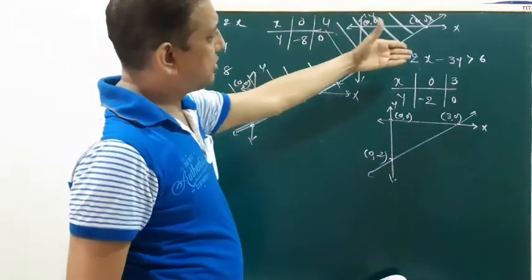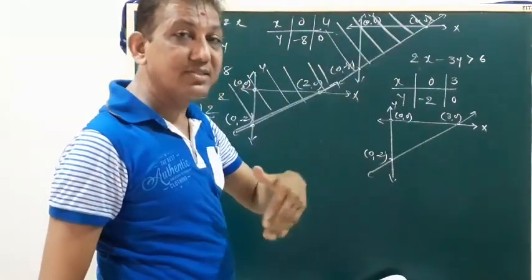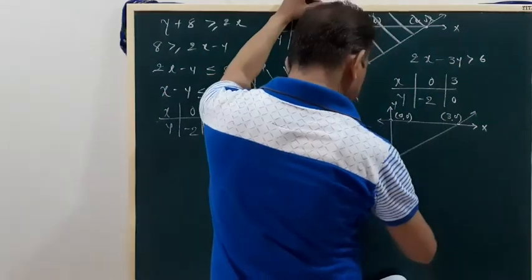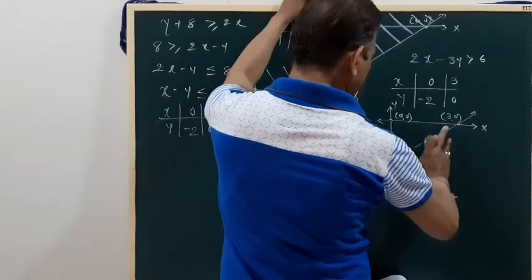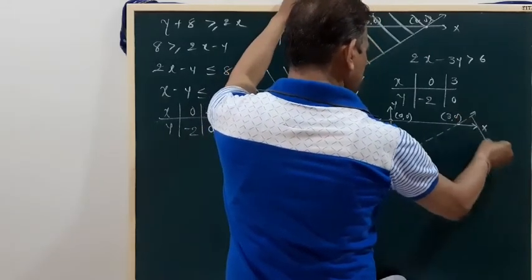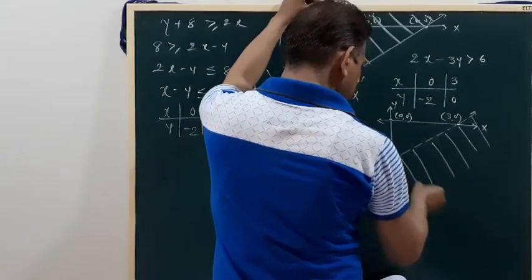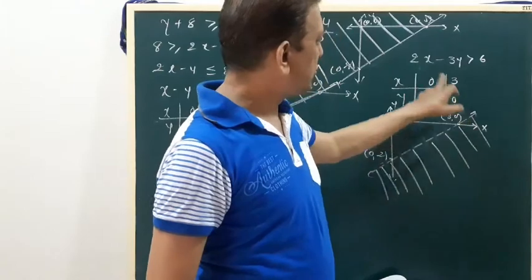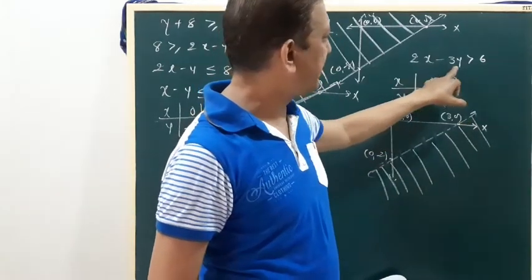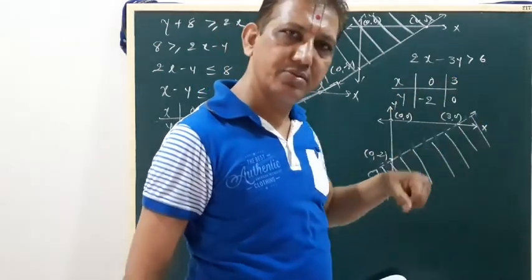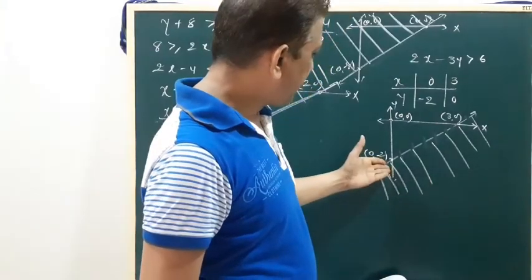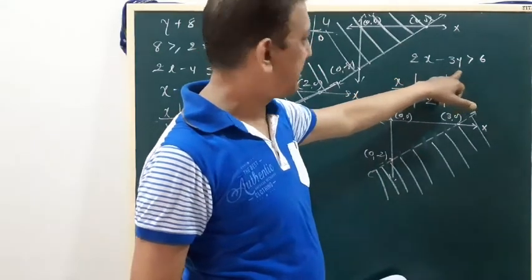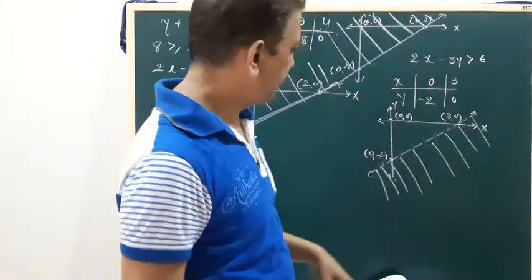Now check your portion. 0, 0: 0 is not greater than 6, so this one is not included. And here the equal to sign is not given, so dotted line. Check your answer also. Next point 4, 0: x equal to 4, 2 times 4 is 8, y 0, 8 is greater than 6. Otherwise, you can put the point 0, minus 3: y equal to minus 3, minus times minus is plus, 3 times 3 is 9, 9 greater than 6. Okay?